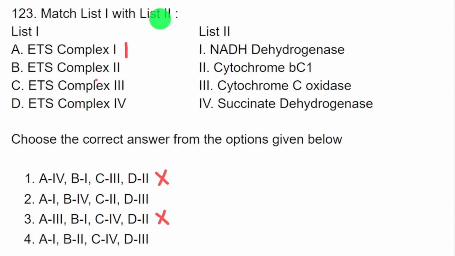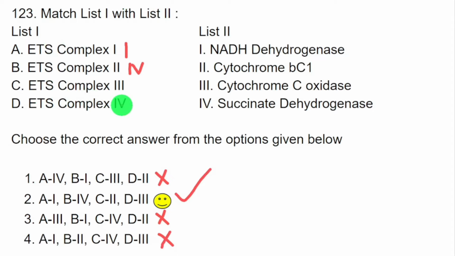Now complex 2 is succinate dehydrogenase. B is 4. Where is B4? It's in option 2. So that means option 4 is also incorrect and we have the answer with us. Yes, so option 2 is the right answer to this question.